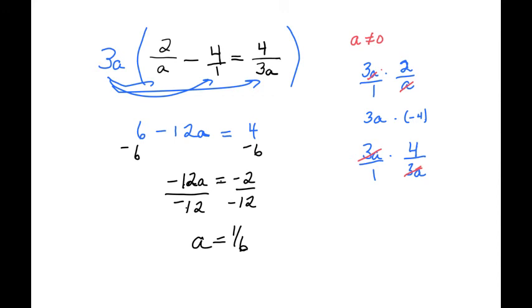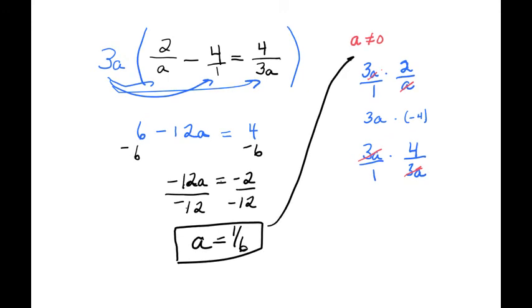Now sometimes what's going to happen is you're going to get a solution that has been restricted. So you have to make sure to check to see if the solution that you got is one of the values that is restricted. In this case, 1/6 is okay. So 1/6 is our solution.